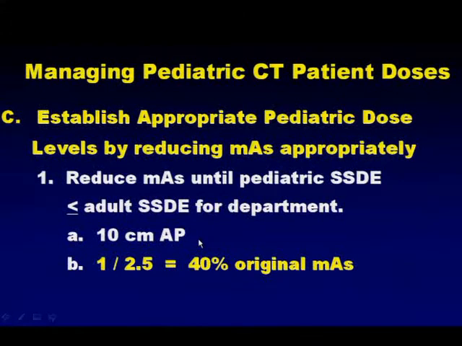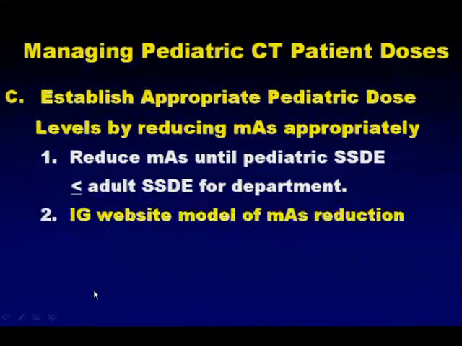Now, it turns out that if you look at the data in TG204 for a 10 centimeter AP child, you're going to use about 40% of the original mAs for the child that you'd use for the adult, provided that you make sure that the SSDE for the child is slightly less than that of the adult.